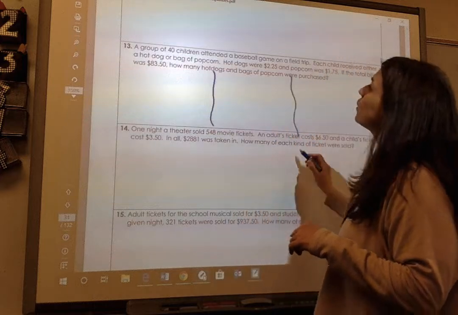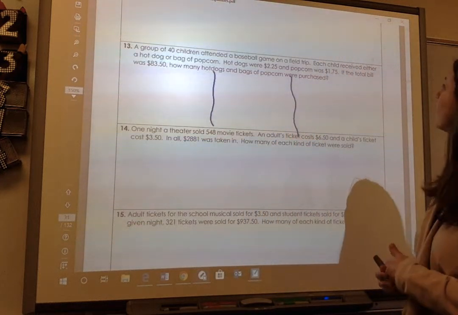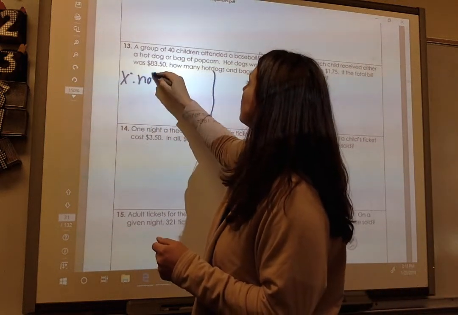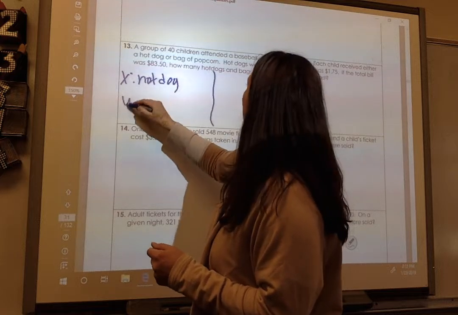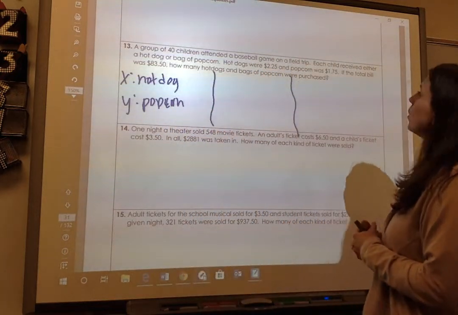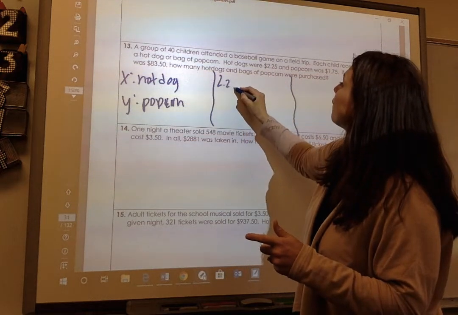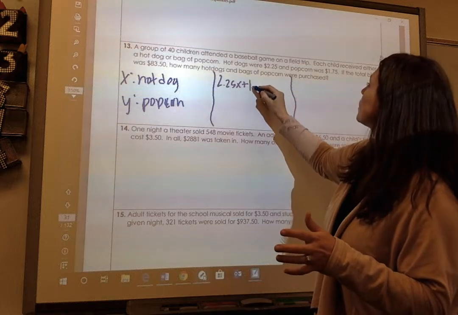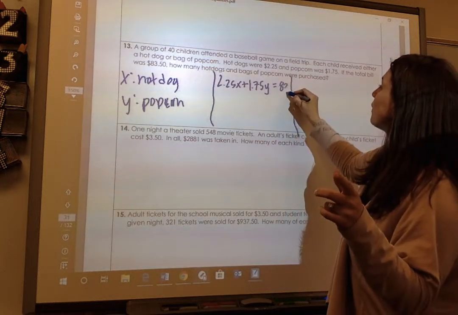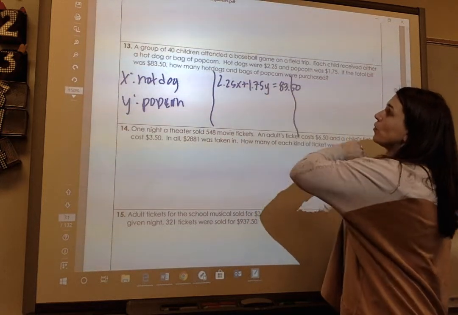A group of 40 children attended a baseball game. Each child received either a hot dog or a bag of popcorn. So it's talking about hot dogs and popcorn, so I'm going to make X hot dog, and I'm going to make Y popcorn. So hot dogs were $2.25X, and popcorn was $1.75Y, and their total bill was $83.50.